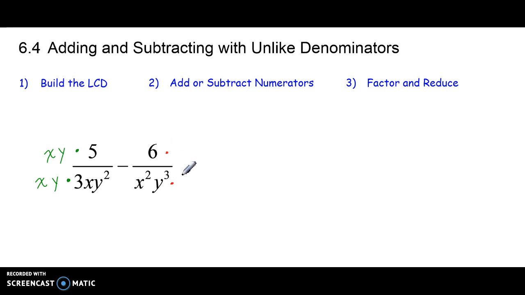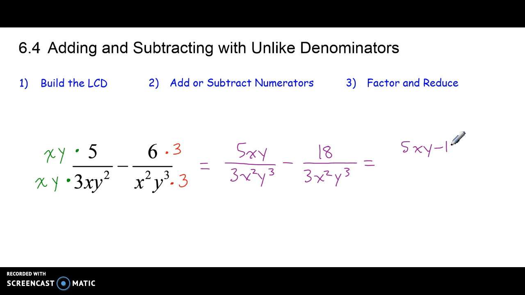Second fraction. Well, it's pretty clearly missing a 3, so we're going to have to multiply top and bottom by 3. But x's, this had more x's than the other one did, so we don't have to do anything for the x's. Same thing for the y's. So, when I multiply these two fractions in this fashion, the denominators for both of them are going to be 3x squared y cubed. The numerators, this one will be 5xy, this one will be 18, and once you have the denominators matching, then you just combine the numerators. So we have a numerator of 5xy minus 18 over the denominator of 3x squared y cubed.